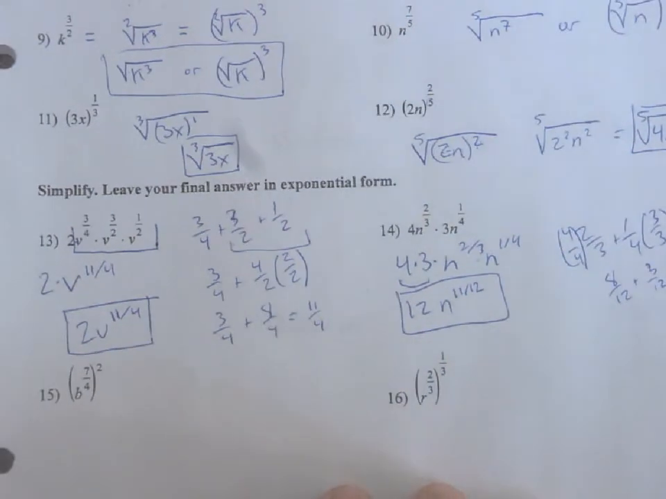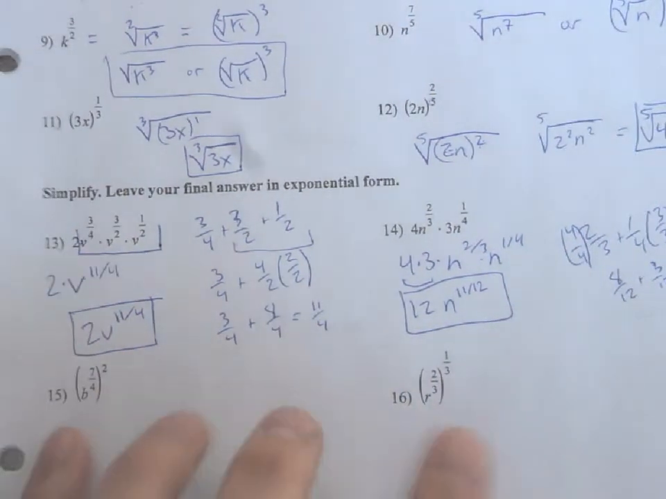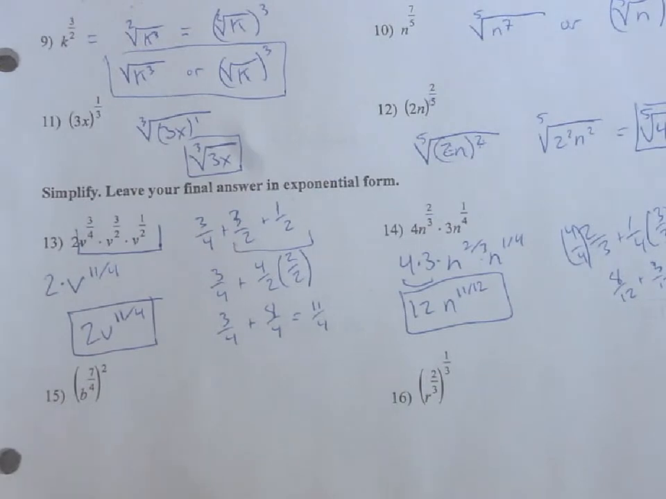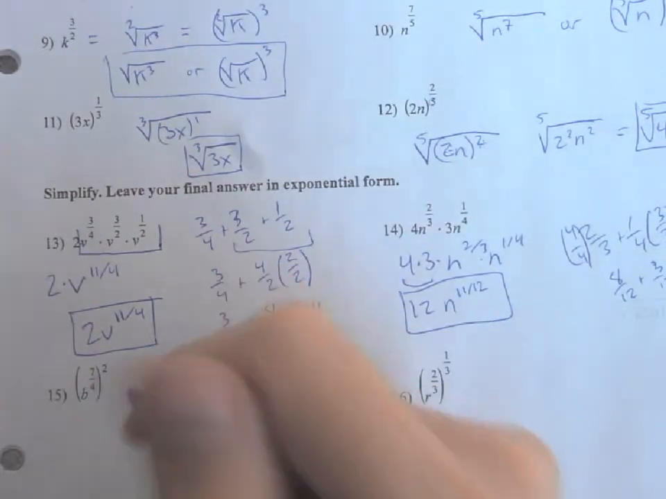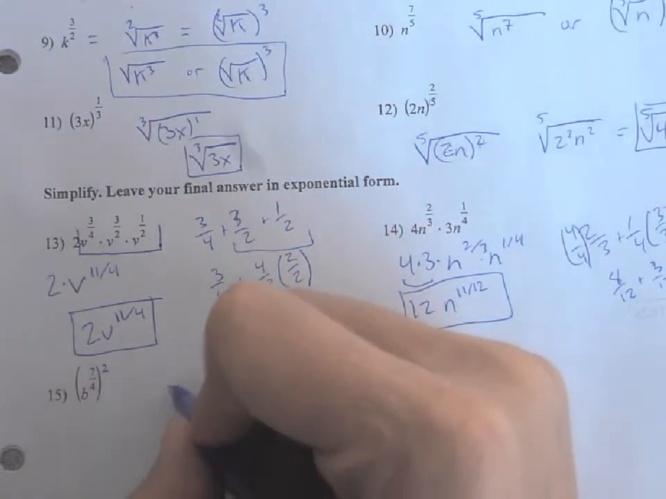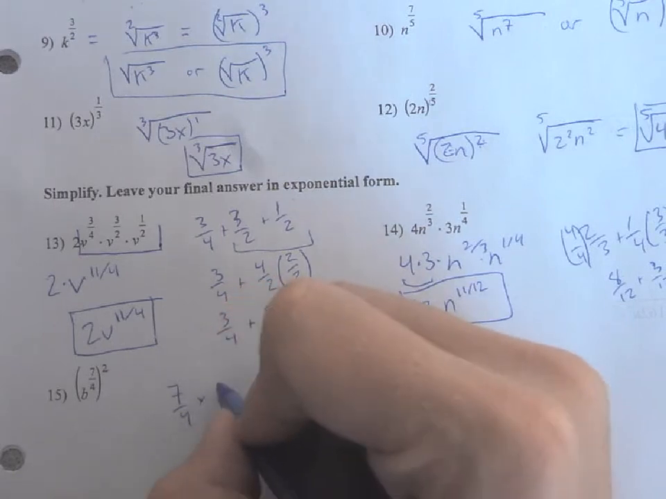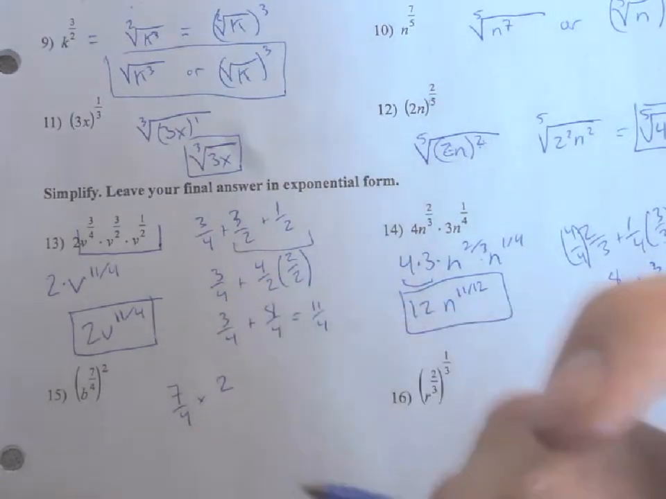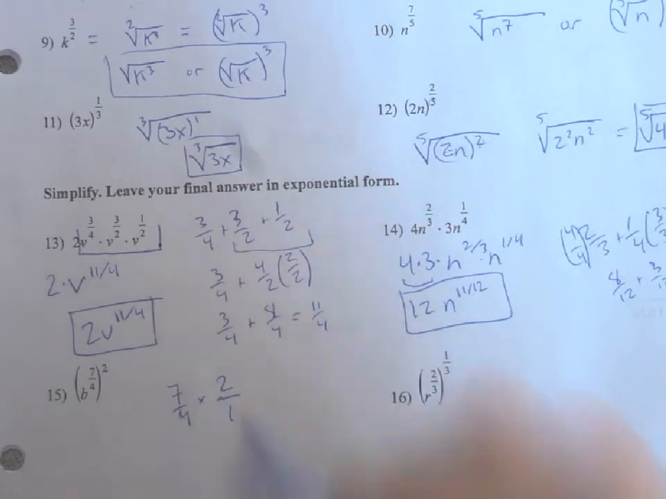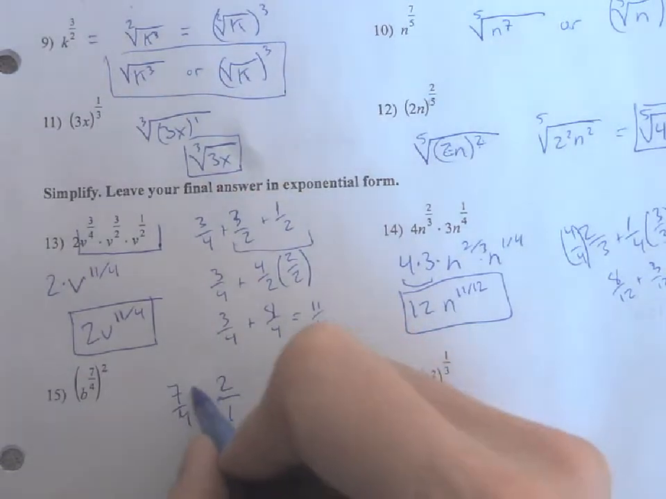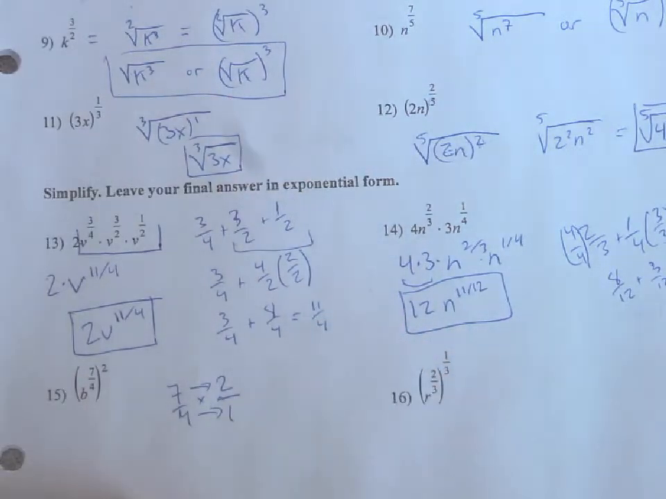All right, not too bad. Now in these situations, I'm going to want to multiply. This is the power property that we're doing. So I would multiply 2 times 7/4. Just as a reminder, if you want to multiply a fraction by a number, you usually just turn that number into a fraction by putting a 1 on the bottom, and then you multiply straight across.